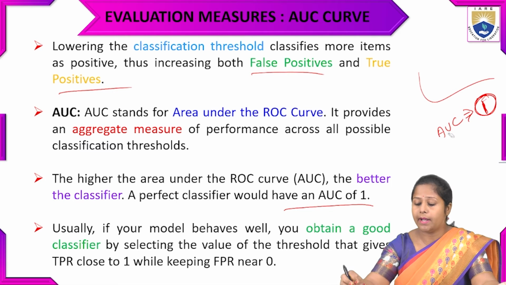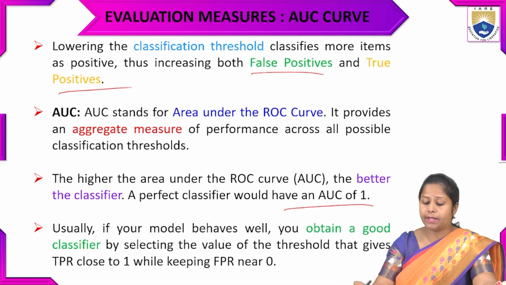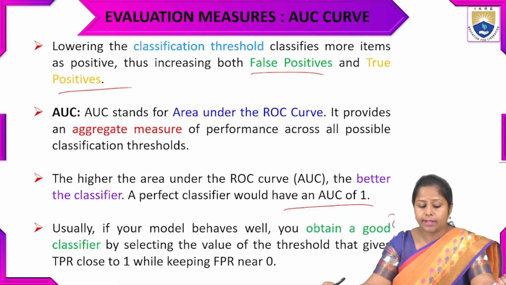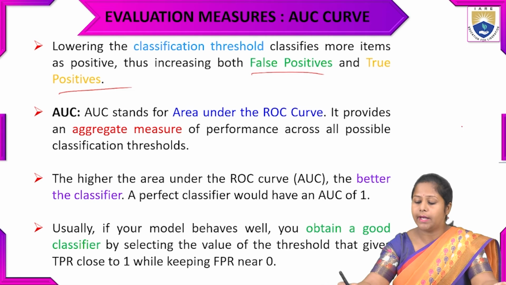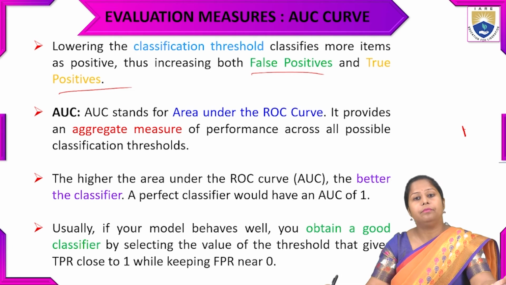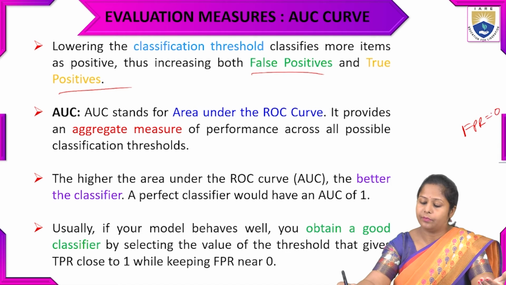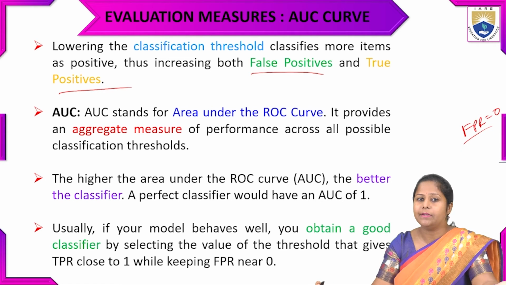Usually, if the classifier is working well, we obtain a good classifier by selecting the value of the threshold. We have to set the threshold value very carefully and accurately. That gives a true positive rate close to 1, while keeping the false positive rate at 0. If the classifier is predicting well, the FPR will obviously be close to 0.